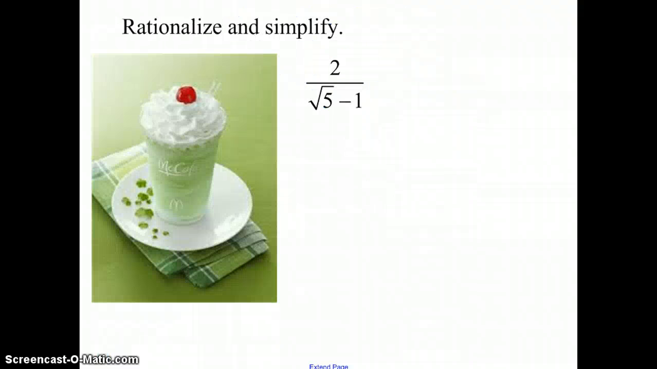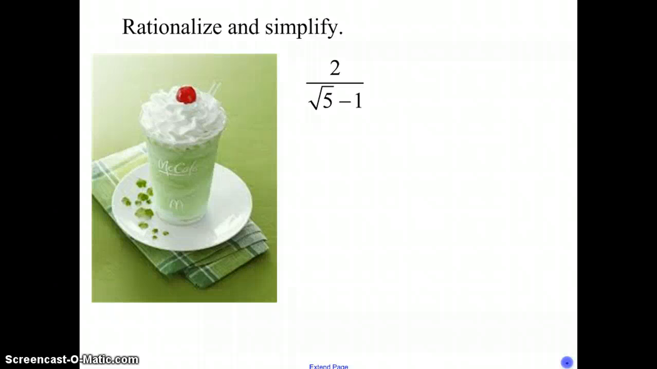The last thing we're going to do is rationalize and simplify. We're dividing radicals. And this is just like when we divided complex numbers. If you remember how we sang, it was division is really great, multiply both by the conjugate. That's what we do here as well. We multiply both by the conjugate of the denominator.